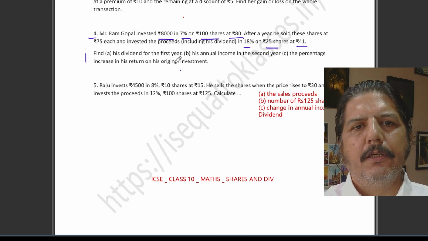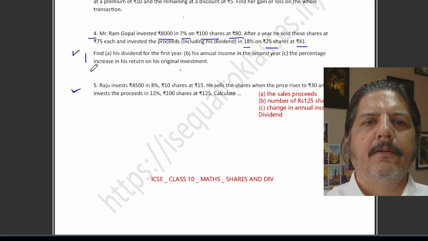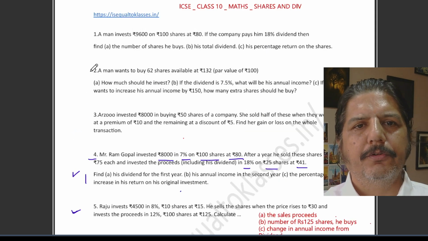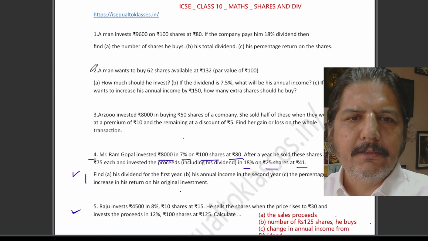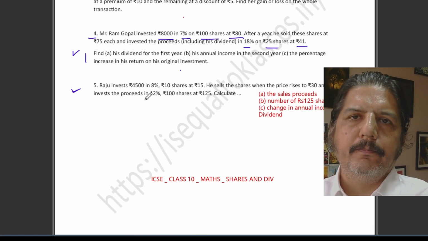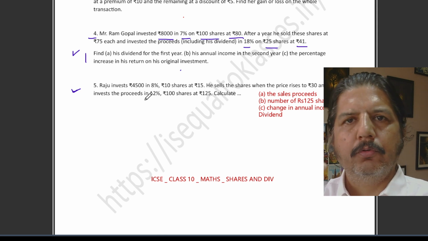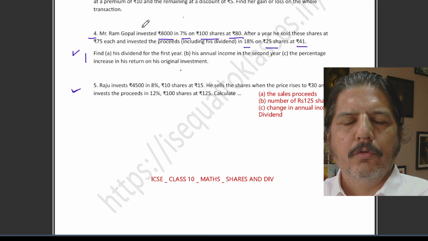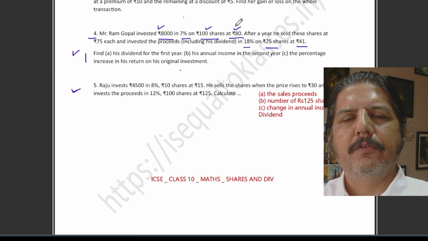See, this question is a bit complicated. The next question is again complicated. If you have understood the first three questions that I've discussed, then of course you'll be able to understand these questions. But this is a level 3 problem, and in all these problems, you'll have to go step by step. So the first thing is he has invested 8,000 on rupees 100 shares at rupees 80.